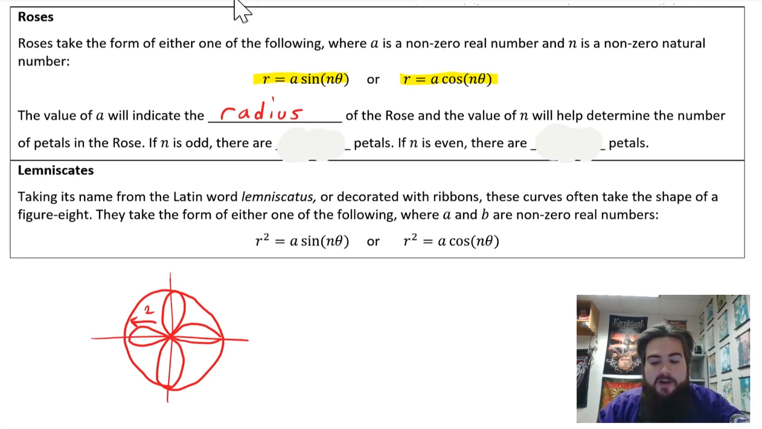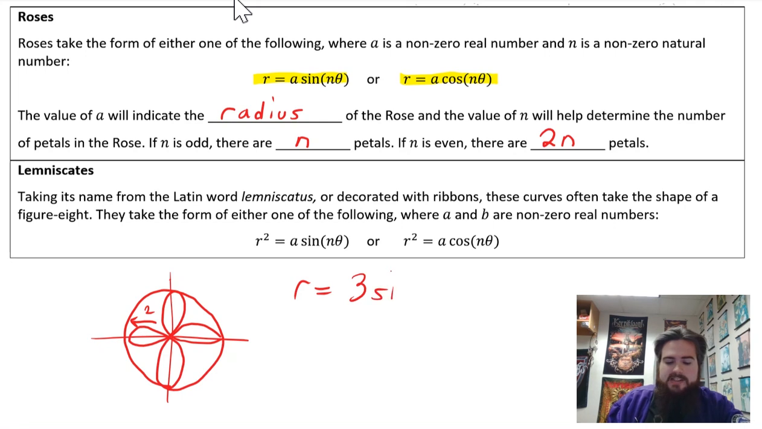The value of n, on the other hand, will help determine the number of petals in the rose, which is very, very nice. If the value of n is odd, then there will be n petals. But if the value of n is even, there will be 2 times n petals. So for example, if you have r equals 3 sine of 5 theta, because my value of n is 5, which is an odd number, there will therefore be 5 petals.